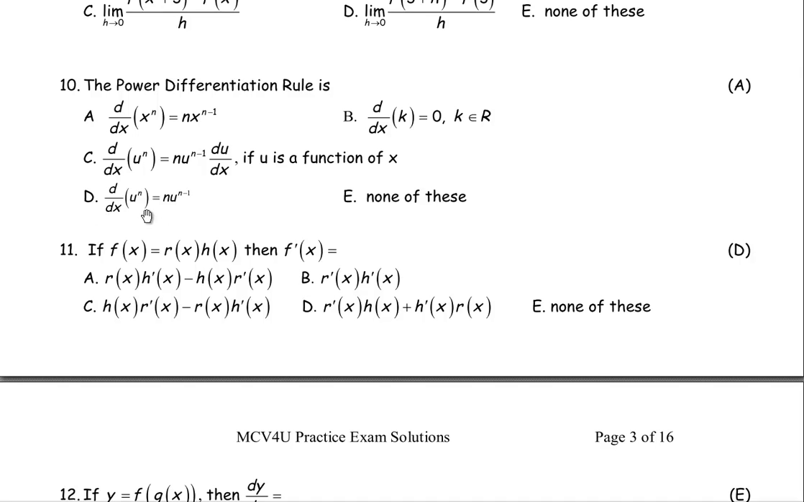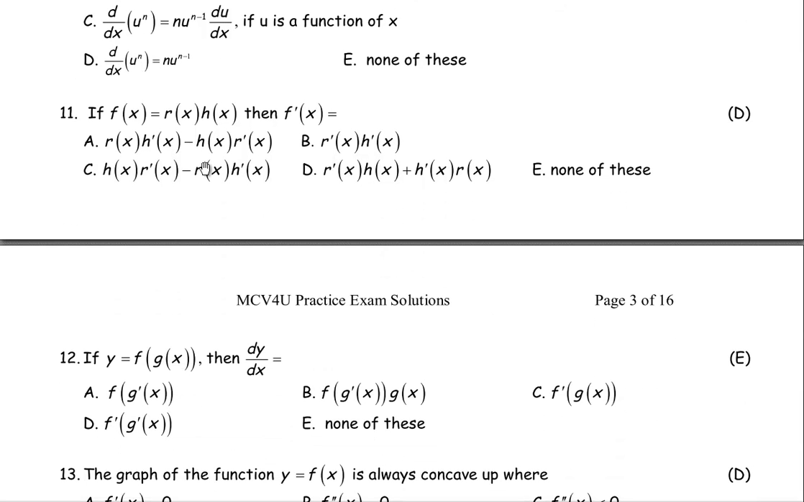In D here, D looks a lot like A, but if you're differentiating a function of u to the power of n with respect to x, you see those are different variables. So u would, for all intents and purposes, be a constant, so its derivative would be 0. And so because these variables are not the same, that's why that's not the correct statement of the power differentiation rule.